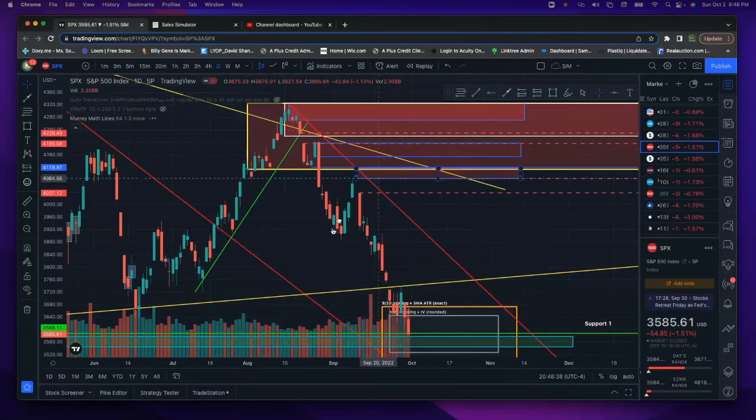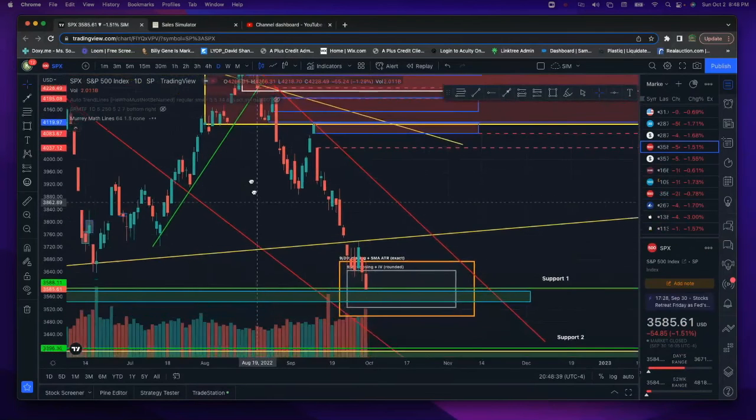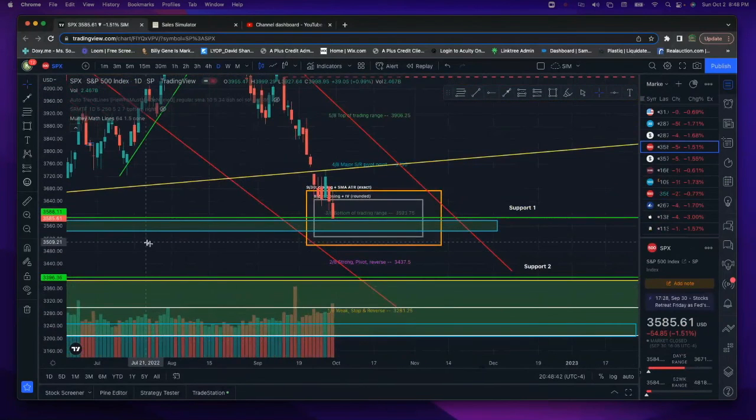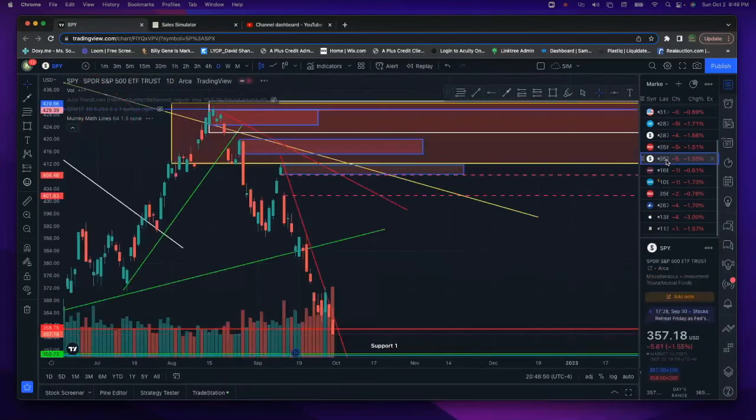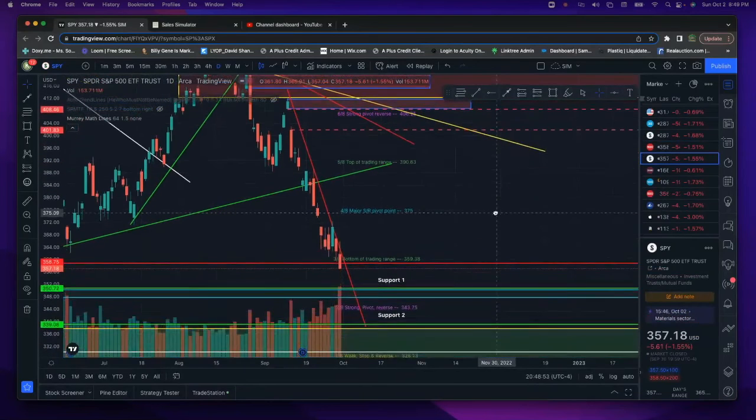This is Murrey math. I'm a math person. So looking at this Murrey math right now, it's telling me that on the daily for SPX, we're at the bottom range. And I believe on SPY or even Apple, right now, bottom range.